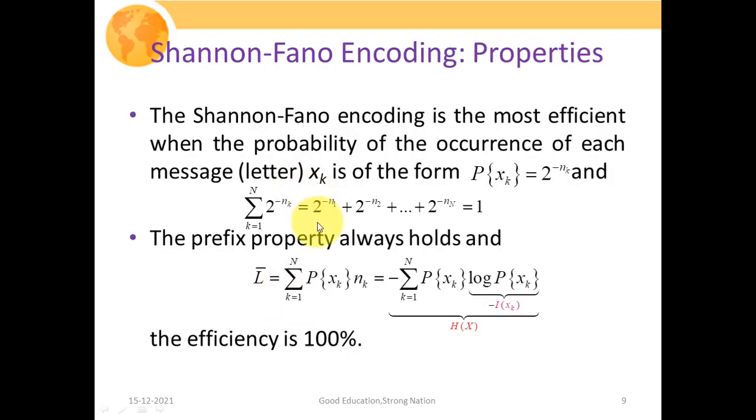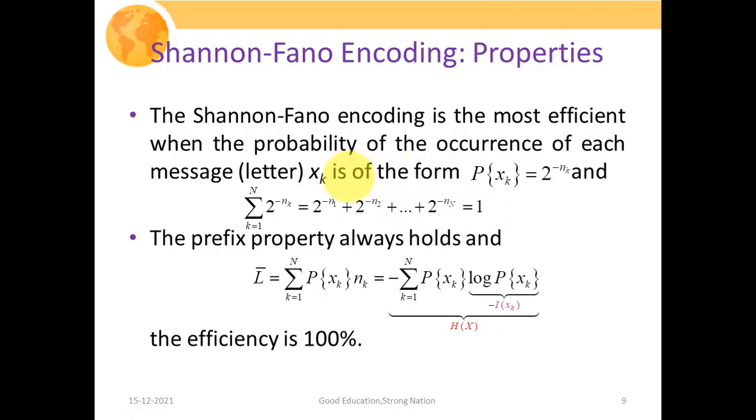So now we're going to discuss some of the properties associated with Shannon-Fano. Shannon-Fano coding is the most efficient when the probability of occurrence of each message letter xk is of the form 2 to the power minus nk. We have already seen in our last example that this is the case, where the probability of occurrence of each symbol is of the type 2 to the power minus nk, and the summation for k from 1 to n of 2 to the power minus nk, that is 2 to the power minus n1 plus 2 to the power minus n2 plus up to 2 to the power minus nn, is equal to 1. We have also seen this summation in the Kraft inequality.